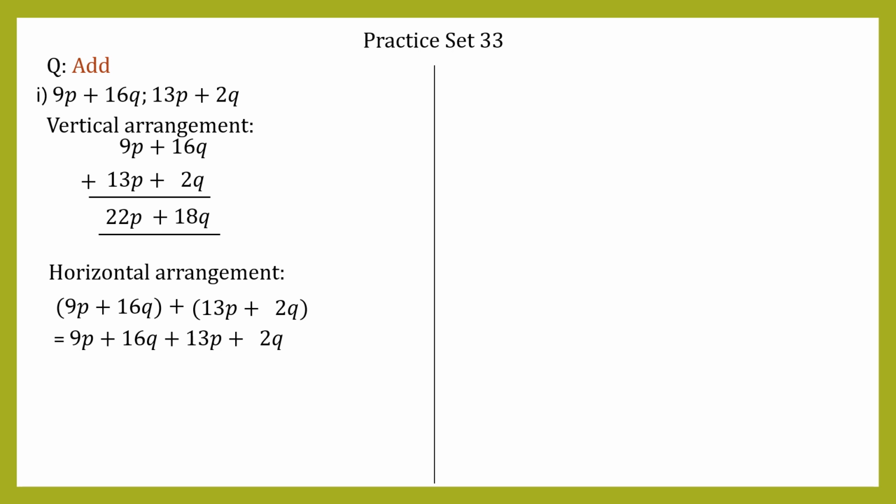Now let's rearrange these terms and put like terms together. Now which are the like terms out of the 4? 9p. Can you see any other term with variable p? Yes, it's 13p. So 9p plus 13p. These are like terms. Can you see one more pair of like terms? Yes, it's 16q plus 2q.